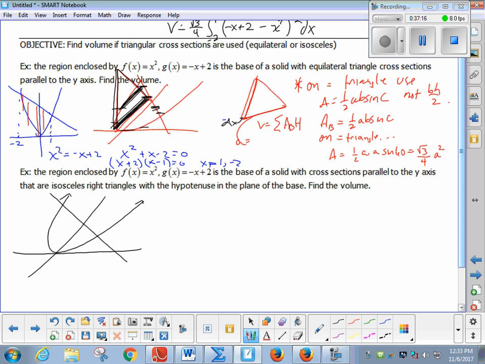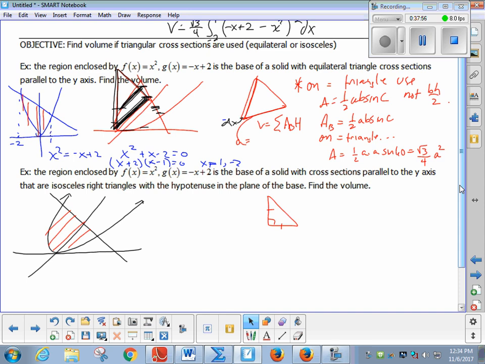Okay, cross sections parallel to the y-axis, that part's comfortable, right? Parallel to the y-axis is good. Like that, yeah? Except better. All right, now then, be careful. It says isosceles right triangles. An isosceles right triangle is one with the right angle, and the legs obviously have to be the congruent sides. The hypotenuse can't be the congruent side. However, the way I have that is not quite okay because the hypotenuse is in the plane of the base. So these have to be the hypotenuse.